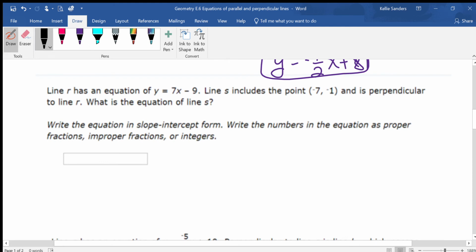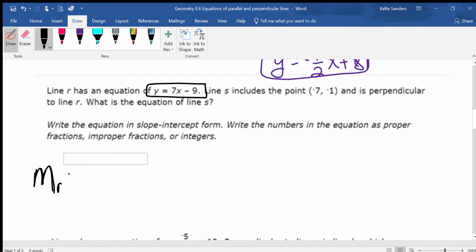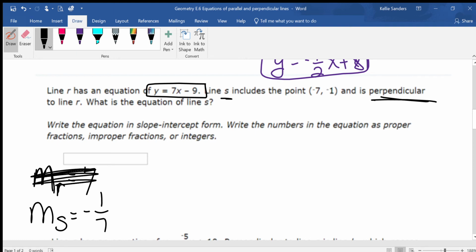Like I said, these questions are basically the same over and over and over. You automatically find the slope of the equation that it gives you. So the slope of r is 7. S is perpendicular, so S's slope is negative 1 over 7. You are finished with the 7. We are going to use the negative 1 over 7.